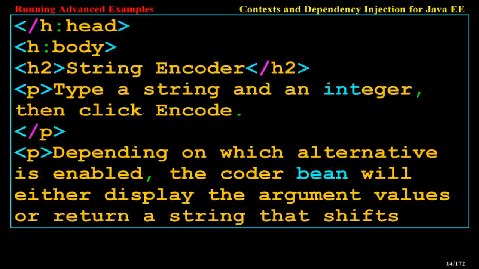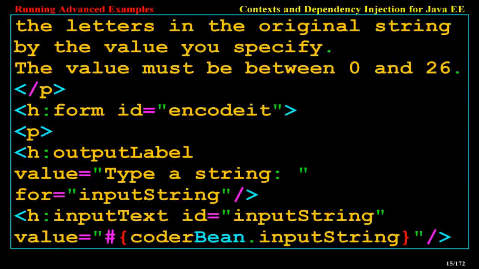Type a string and an integer, then click Encode. Depending on which alternative is enabled, the coder bean will either display the argument values or return a string that shifts the letters in the original string by the value you specify. The value must be between 0 and 26.